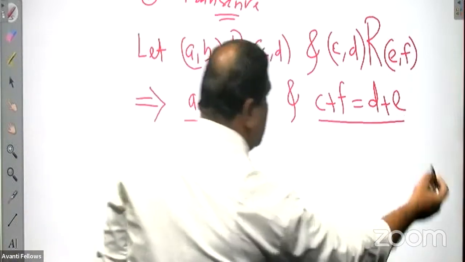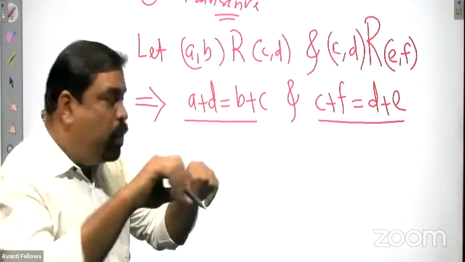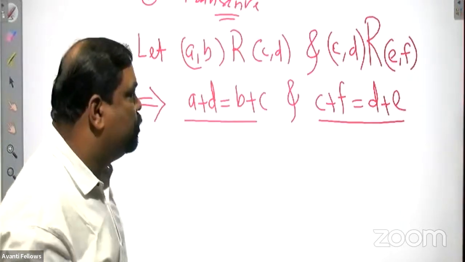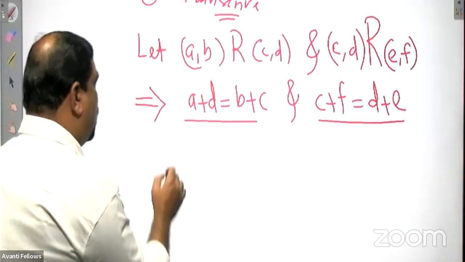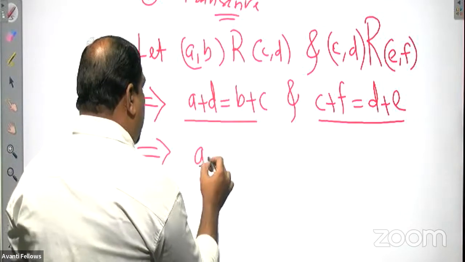We have two equations with us. So we have to use these two equations and prove A plus F equal to B plus E. For that, some algebra actually. Okay. Let us do like this. Let us add it. Add these two equations.